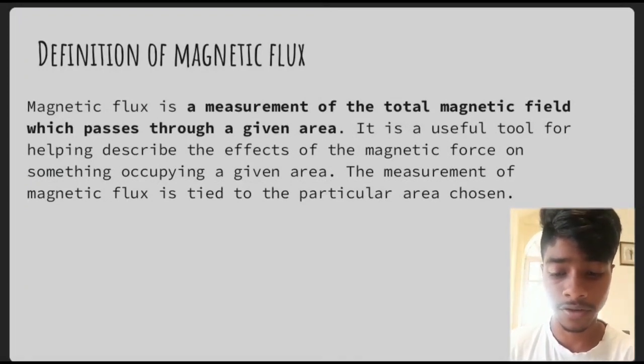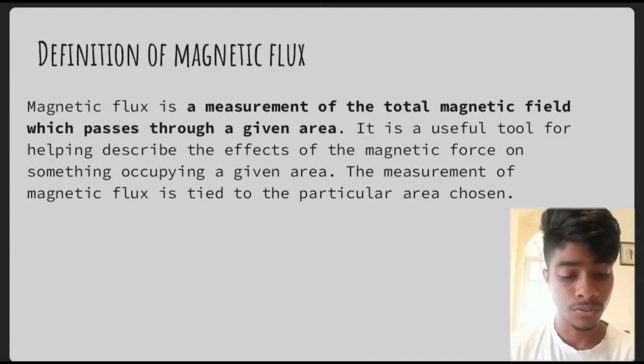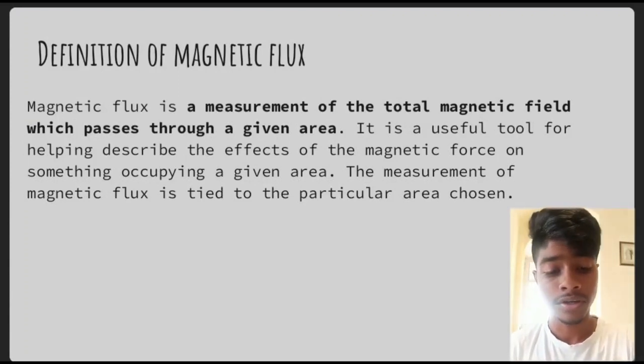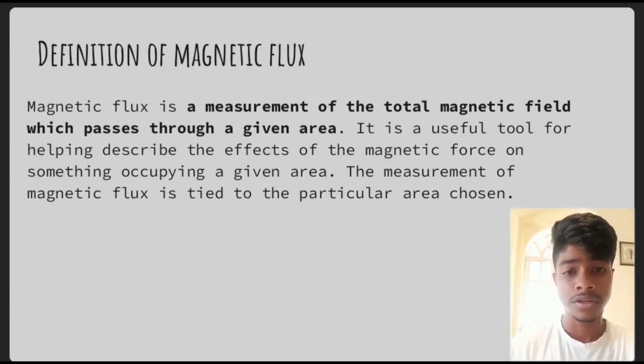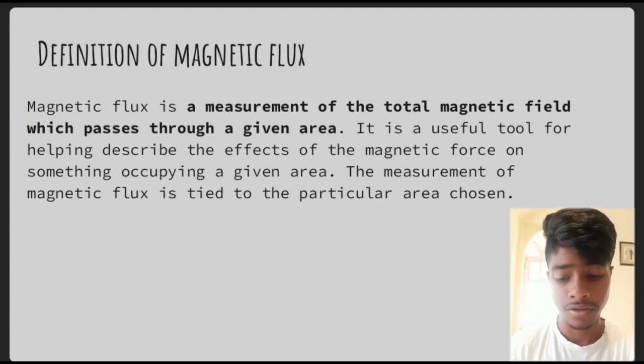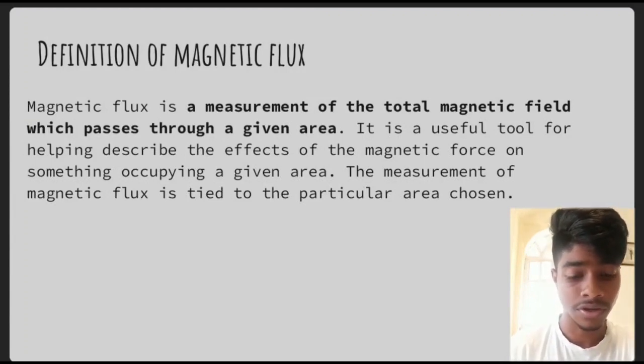So what is a magnetic flux? It is a measurement of the total magnetic field which passes through a given area. It is a useful tool for helping describe the effect of the magnetic force on something occupying a given area. The measurement of the magnetic flux is tied to a particular area chosen.